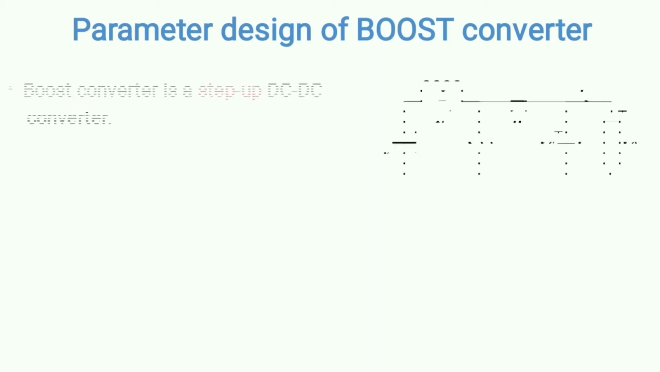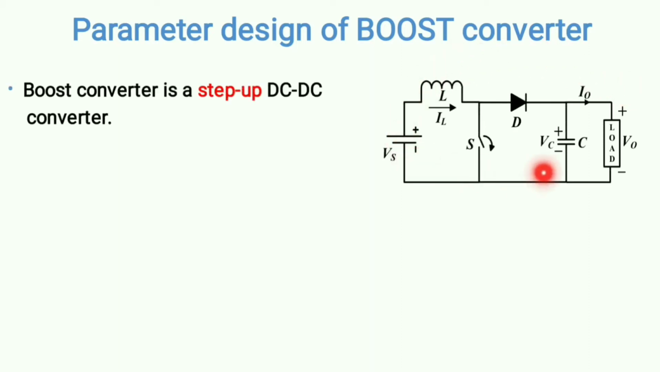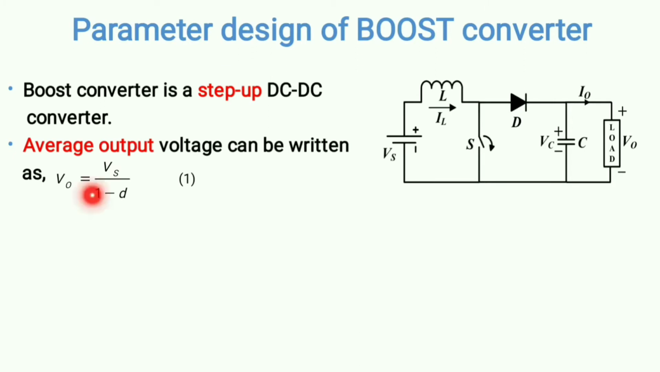Okay, so let's start. As you can see, this is the circuit diagram of a boost converter, and this is a load that is connected across it. It can be anything: R, RL or RLE type of load. And as you all know, a boost converter is a step up DC-DC converter. That means it steps up the output voltage. And this is the expression of the average output voltage of a boost converter: VO is equal to Vs by 1 minus D, where D is the duty ratio and Vs is the input voltage. And VO is nothing but the average value of the output voltage.